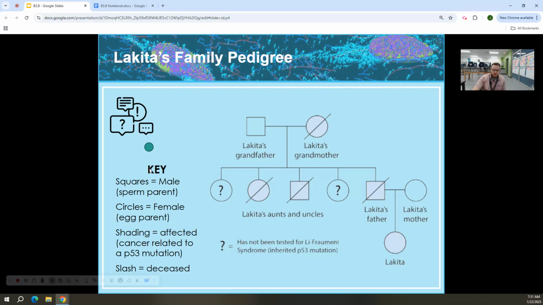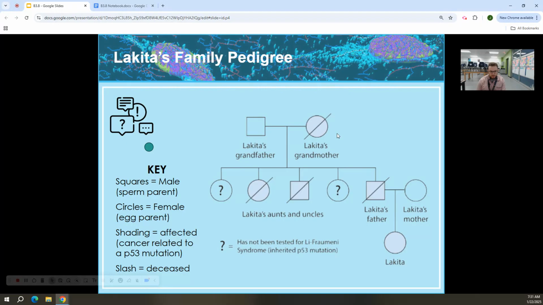Just letting you know, because sometimes we'll change what the circles and squares mean. Sometimes we'll change what the shading means, what the coloring means. So always look for the key just to make sure that you know. If there is no key, then just default to this: squares are male, circles are female.